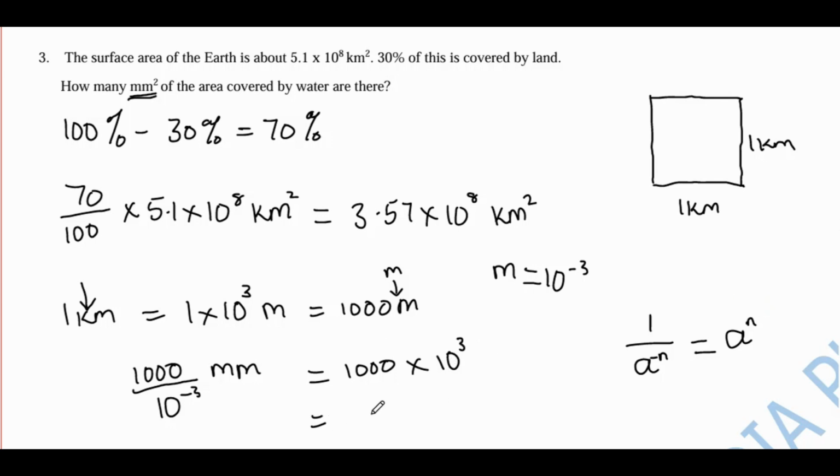Now this becomes 1000 times 1000, which is 10 raised to power 6 millimeters. Now this length is equivalent to this one, which is 1 kilometer, which is 10 power 6 millimeters. Same case to the other one, 10 raised to power 6 millimeters.